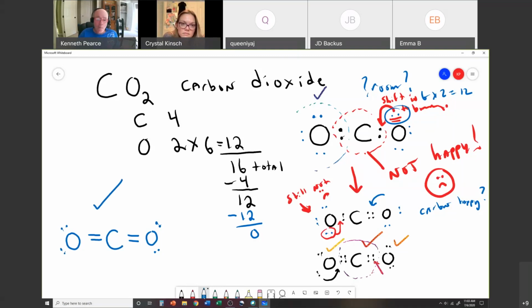It's happy. By the way, this right here, these guys, guess what it's called? When you have 2 lines together and you have 2 bonding pairs, guess what this is called? This is called a double bond. And guess how much stronger a double bond is than a single bond? Twice as strong. It's one of the rare things that makes sense.